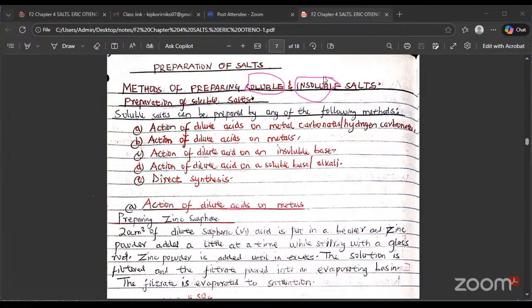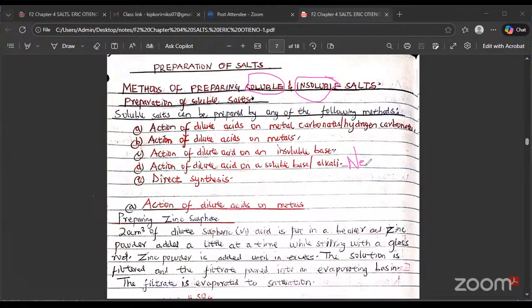Number 4, dilute acid with an alkali or a base. This one now is the neutralization. I'll write this one as neutralization. Another name for this one is neutralization reaction. The first one we did was when you are dealing with sodium hydroxide and sulfuric acid. So in neutralization, the one that I mentioned above.